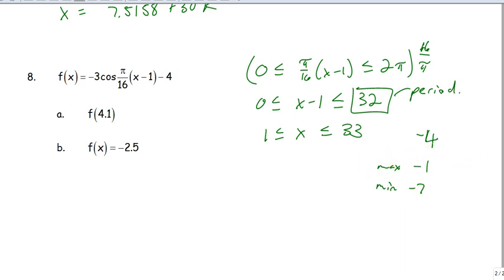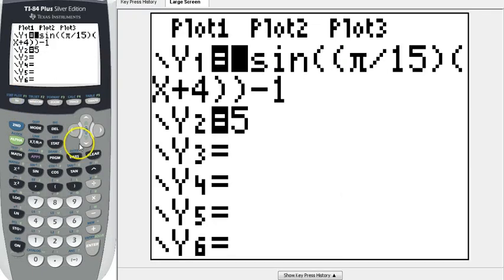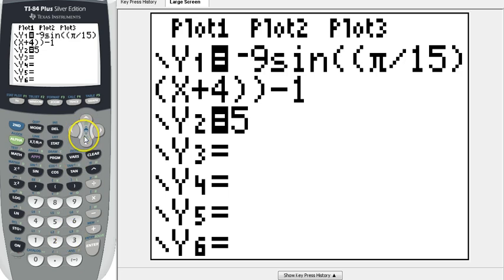Let's type it in. Negative 3 cosine, and it's pi over 16. And then it's x minus 1.